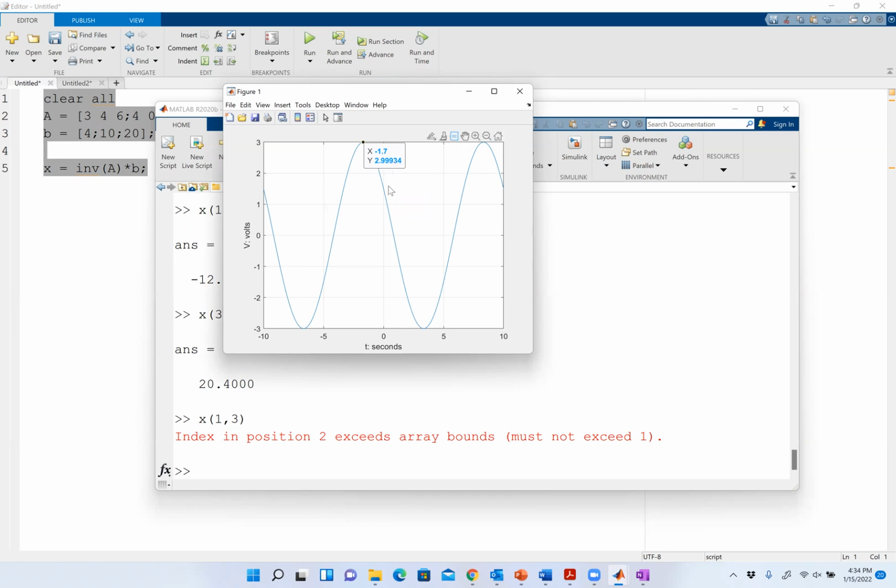Okay. Now to measure the period of a signal, right, I'm going to have to get a couple of different measurements to be able to do that. But I'll let you figure that part out yourself. The key thing is learning how to use that data tip. Once you know how to use that, you're good to go.